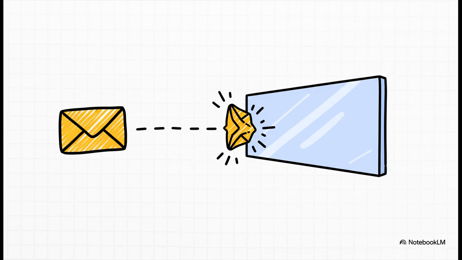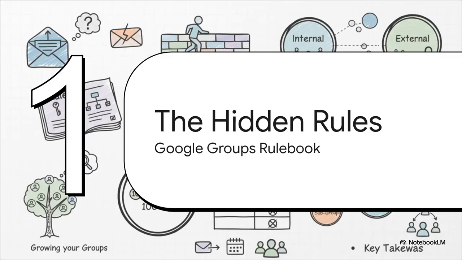Now, these aren't bugs or anything like that. They're actually put there on purpose to protect the system. But here's the thing. If you don't even know they exist, they can totally stop your communication in its tracks. So let's get into these hidden rules. Think of this as your guide. You see, these limits aren't just random numbers. They're there to stop spam and keep the platform safe for everyone. The trick is, once you know the rules, you can work with them instead of constantly fighting against them.